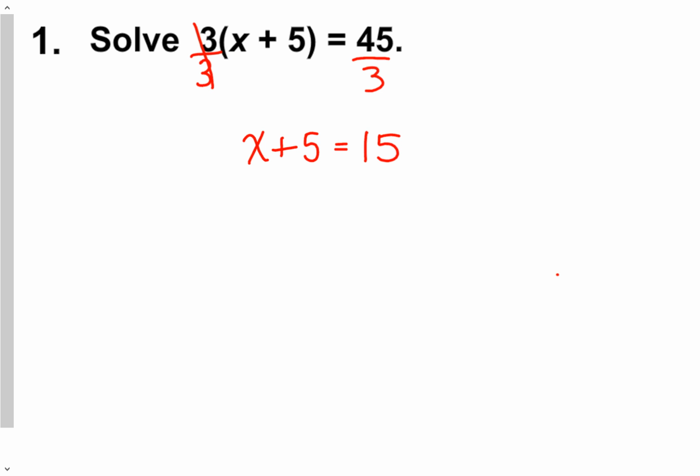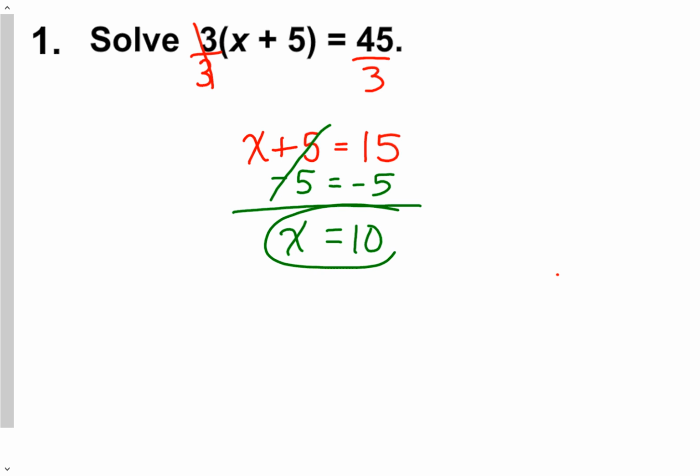So now I'm just left with this one-step addition equation where my variable x is being added by 5. To undo that, we're going to subtract 5 on both sides of the equation. Notice I brought my equal signs down. So 5 minus 5 cancels out to 0, and I'm left with x equaling 10.